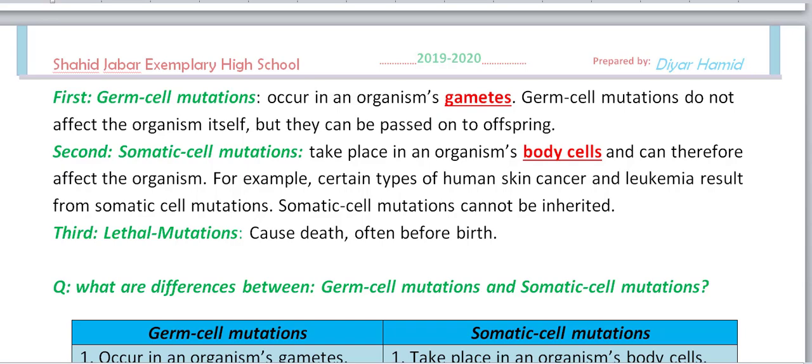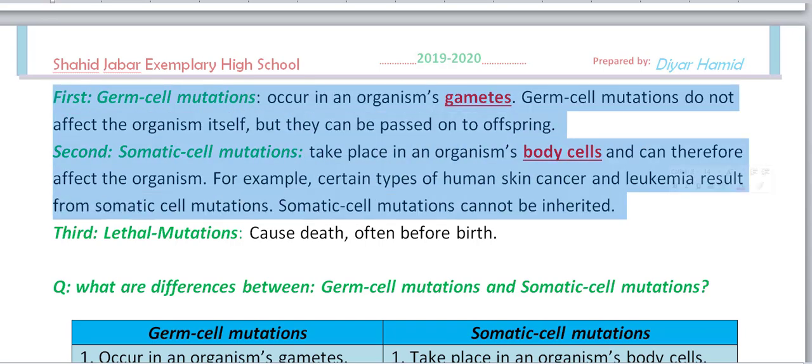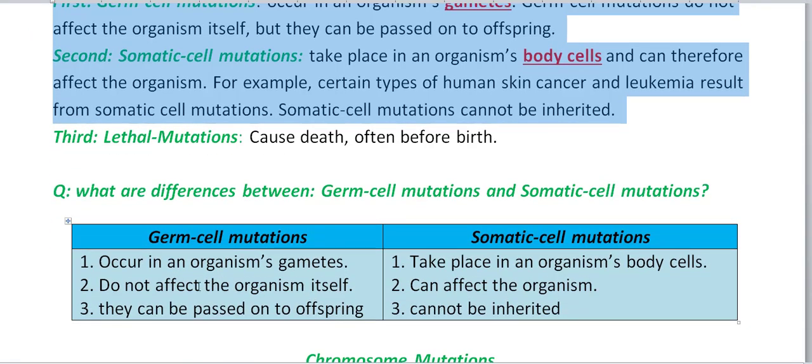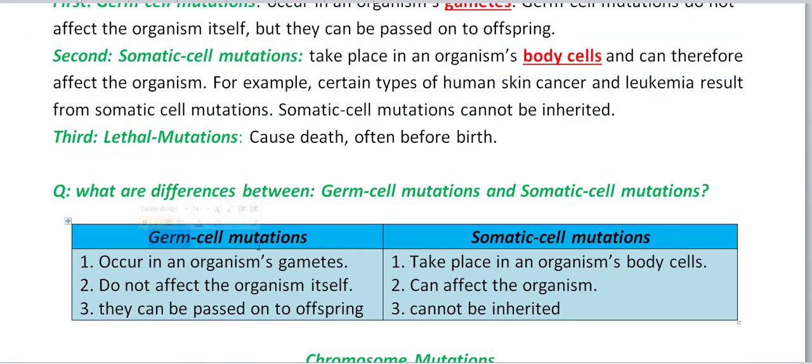One of the types of mutation is germ cell mutation and somatic cell mutation. Germ cell mutation occurs in the gamete. So this is the keyword for germ cell mutation. Germ cell mutation occurs in gametes, either in sperm or egg.